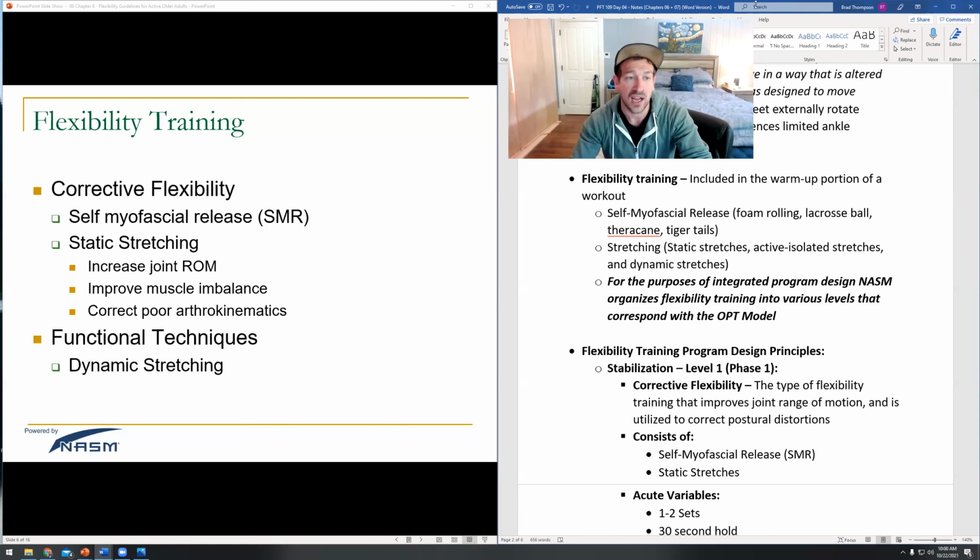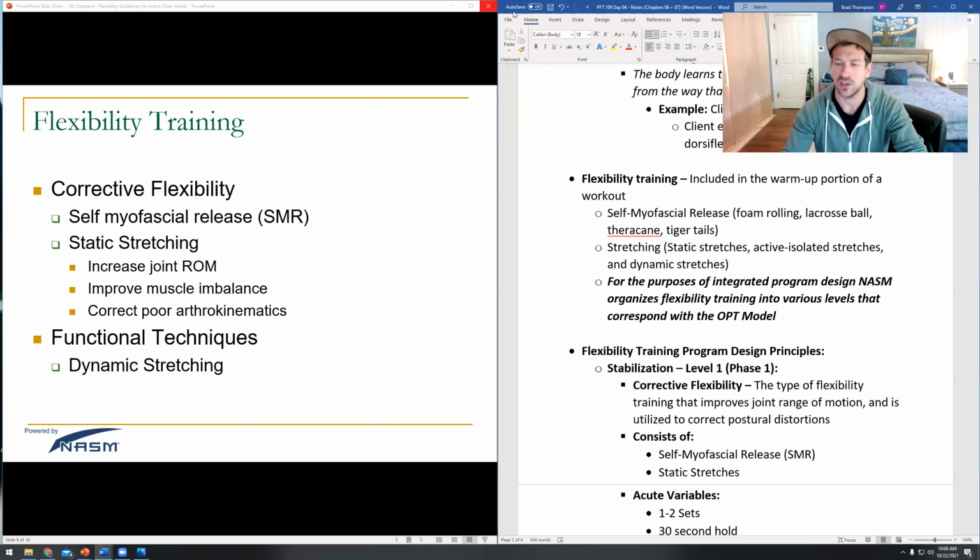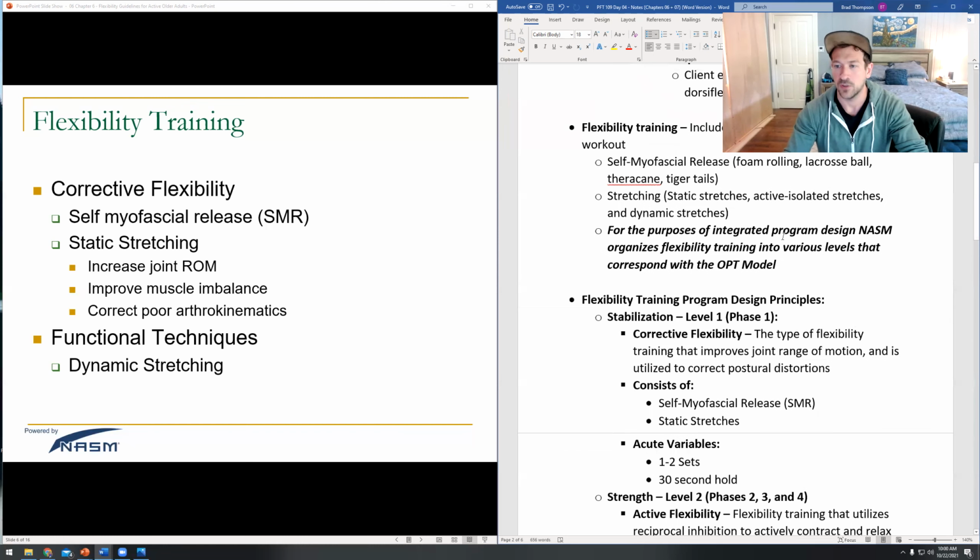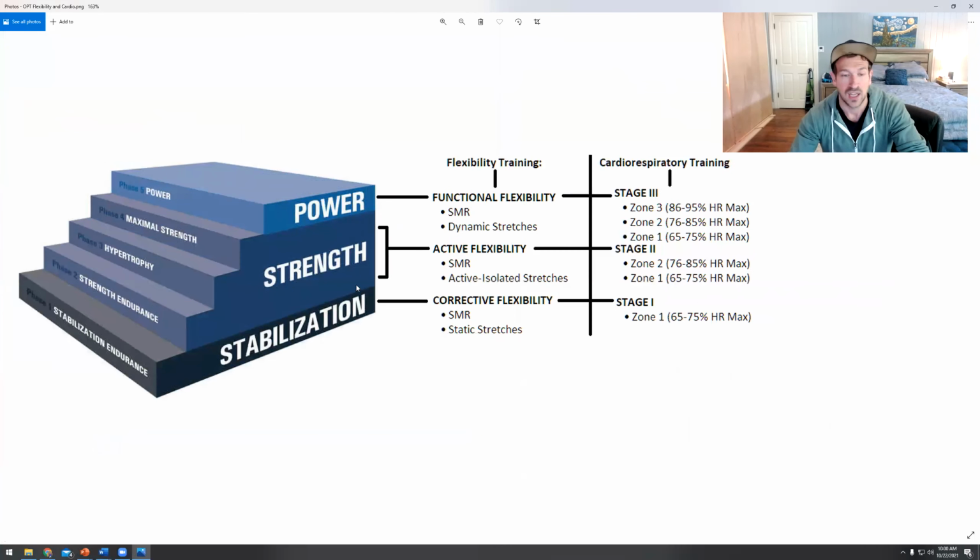All right. So we're going to break down flexibility. Here's where it gets a little bit confusing. For the purpose of integrated program design, NASM is going to organize flexibility training into various levels that correspond with the OPT model. This is the OPT model, the staircase here. It consists of 3 levels: the stabilization level, the strength level, and the power level, and 5 phases. Phase 1, stabilization endurance, you can just call stabilization. It's the stabilization phase within the stabilization level. Strength endurance, hypertrophy, and max strength are all considered part of the strength level, and power corresponds with power.